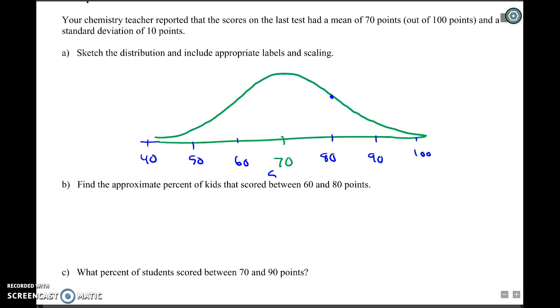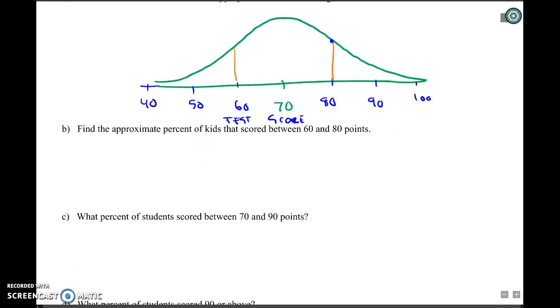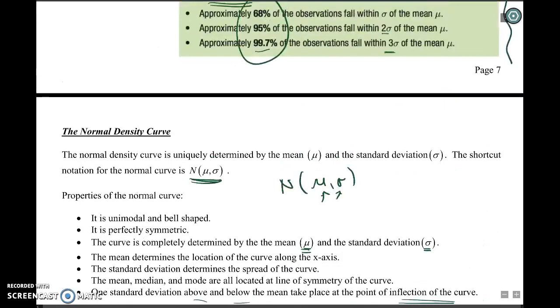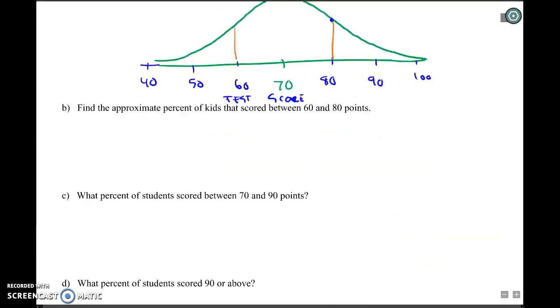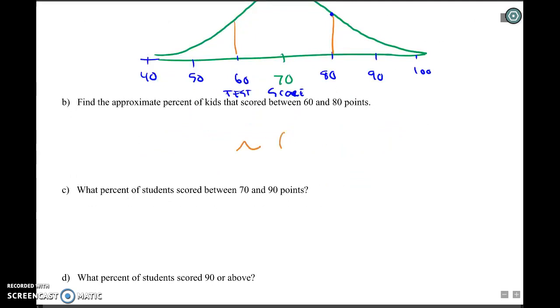Labels, I guess we should say score, test score. We could put a title up here if we wanted, but whatever. Find the approximate percentage of kids that scored between 60 and 80. So 60 and 80, that's going to be here to here. That's one standard deviation above and below. So if we remember our little rule of thumb here, that is about 68%.